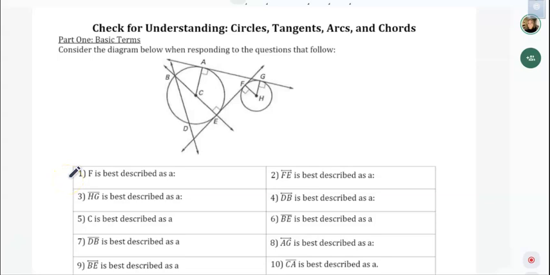Are we ready? So, F. We're looking at point F. What is point F best described as? We're thinking about vocabulary terms. The point where the tangent line touches the circle, that is known as the point of tangency.